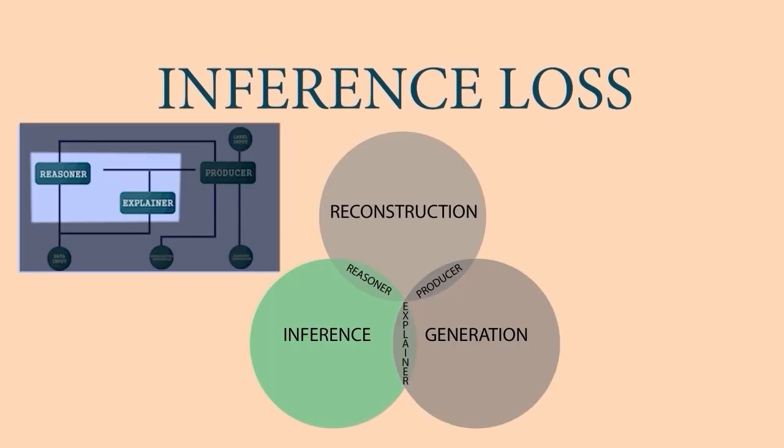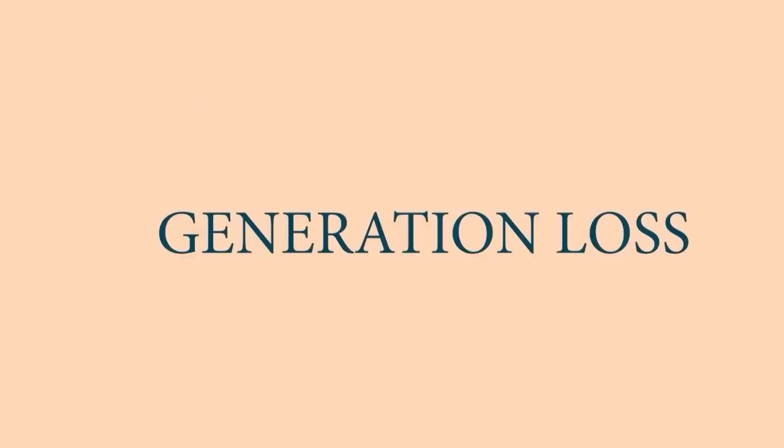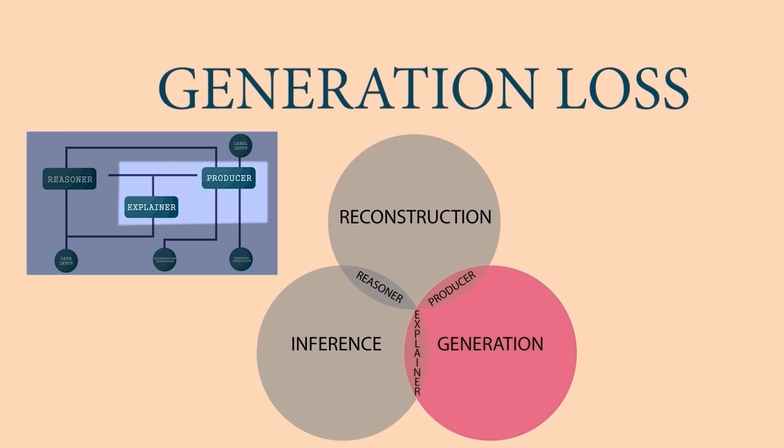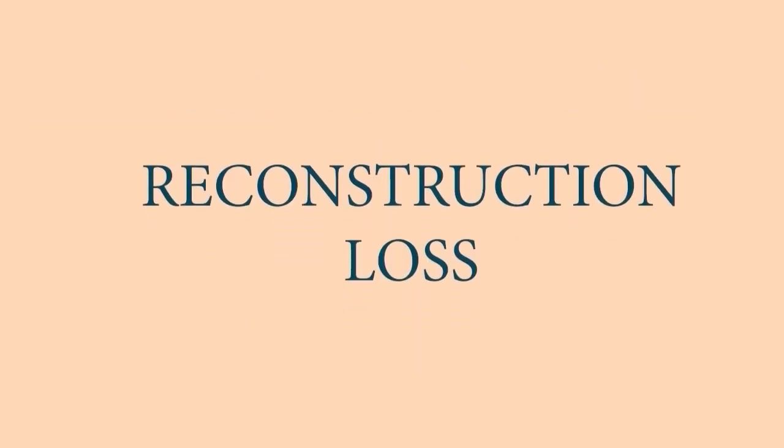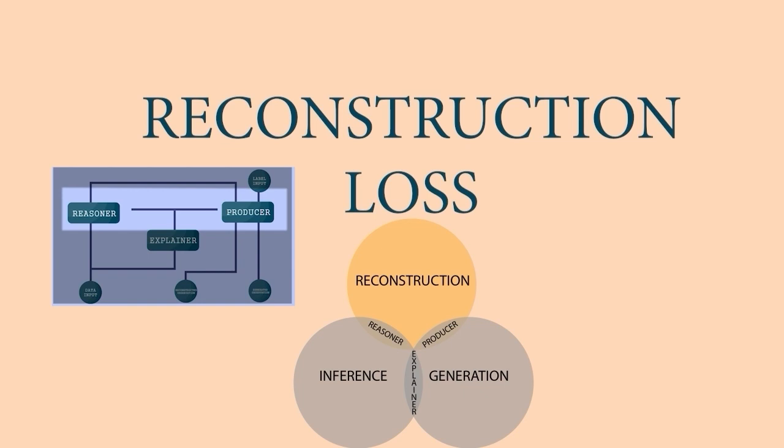To ensure our system is always learning and improving, we use a measure known as losses. They're like report cards, telling us how well the networks are cooperating. The inference loss quantifies how well the explainer and the reasoner work together to infer the component ratios. The generation loss measures how well the explainer and the producer jointly worked to generate a new spectrum like the original spectrum. Lastly, the reconstruction loss quantifies how well the producer and the reasoner communicated to reconstruct the original spectrum.